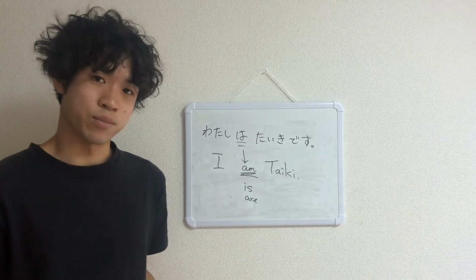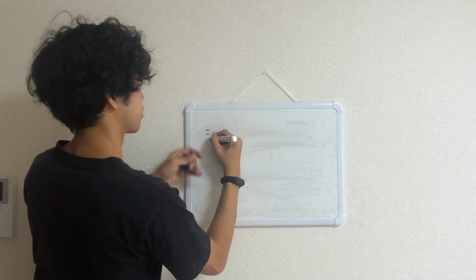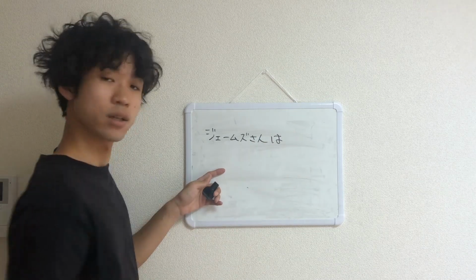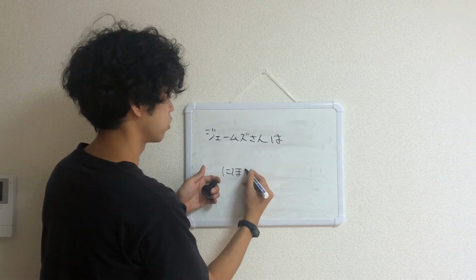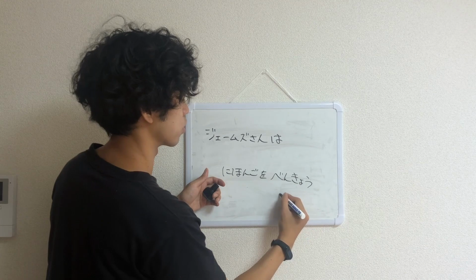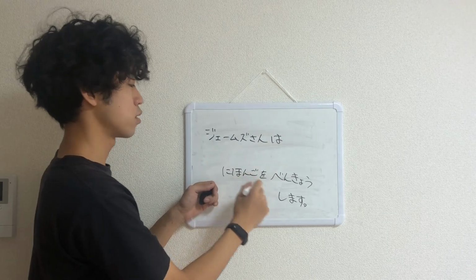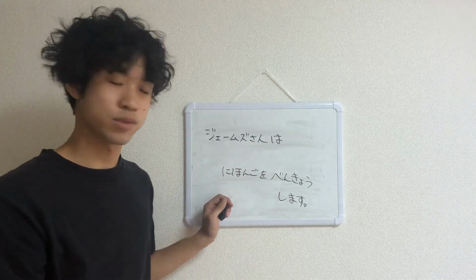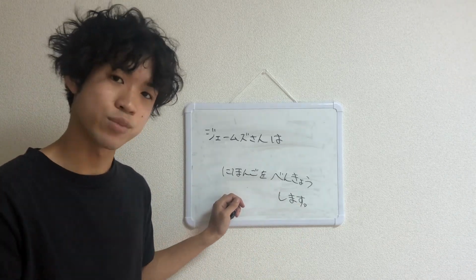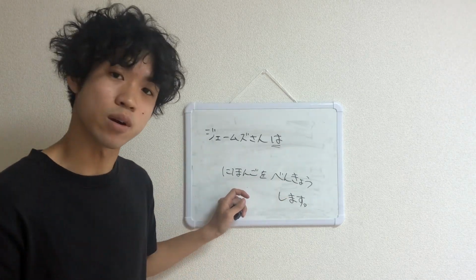Let's look at another example. ジェームズさんは日本語を勉強します。I'm just gonna write it here. James さんは日本語を勉強します。James, Japanese, study. Okay, so this is a name. James, san is honorable. 日本語, Japanese language. 勉強します, study. So, James studies Japanese. Oh, wait. Where's is or are? So, it's not is or are then, right?